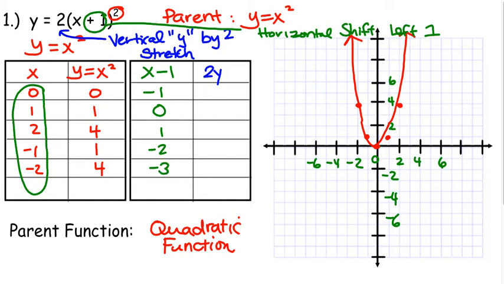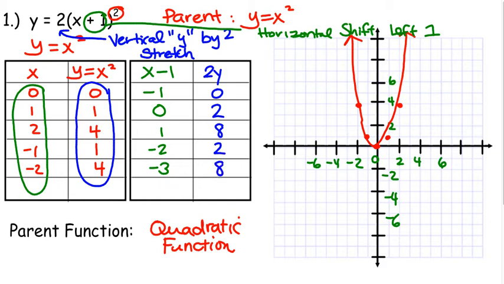All right, now let's take care of the y values. We're stretching all of these y values. We're going to multiply by 2. So 0 times 2 is 0. 1 times 2 is 2. 4 times 2 is 8. 1 times 2 is 2. 4 times 2 is 8.